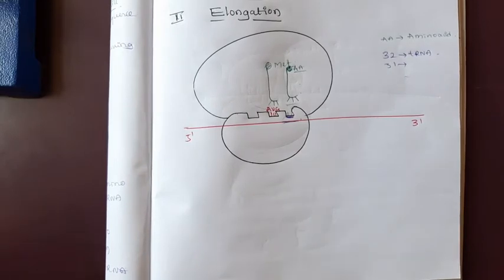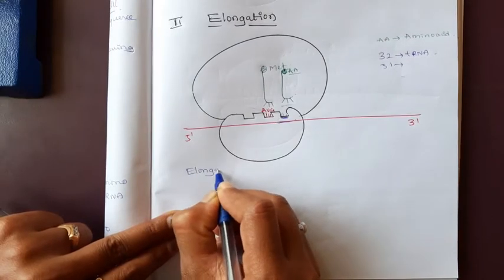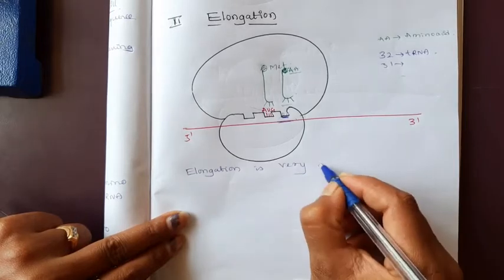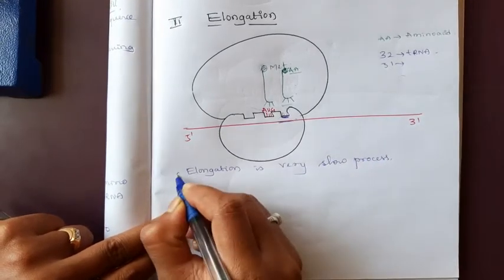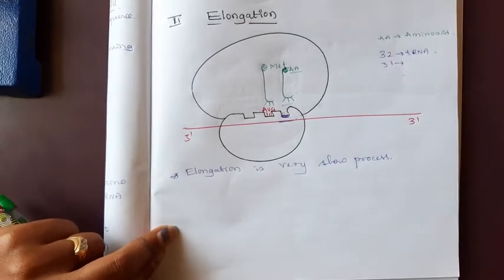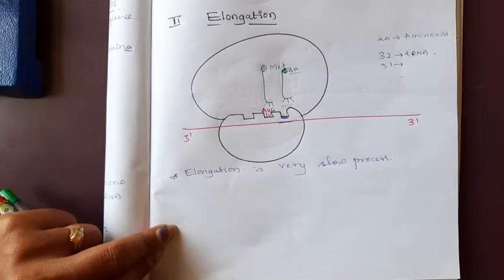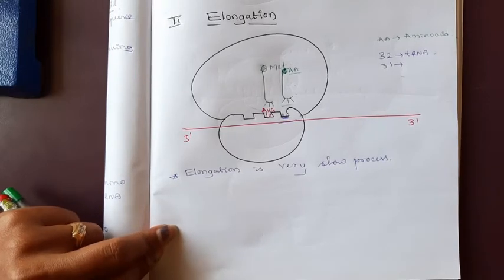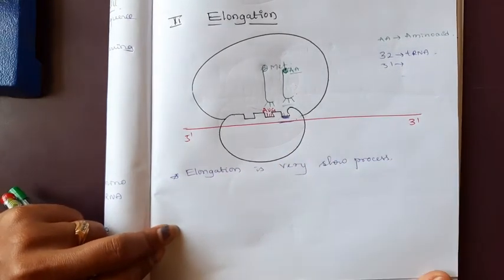Okay, here elongation is a very slow process. Just I will mention it's a very slow process, you just understand. I am not going to write everything because it is out of your syllabus. Just understand, the amino acid will sit or link or bind to the ribosome.